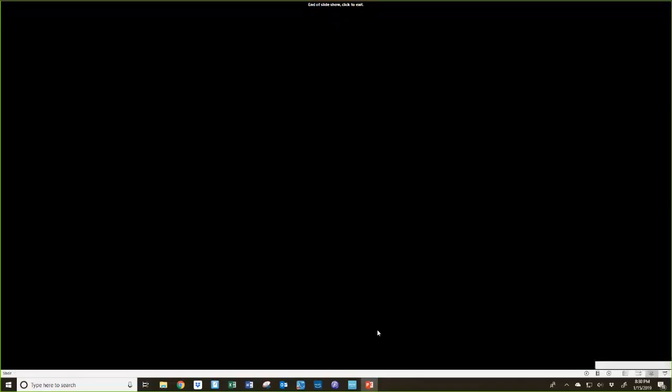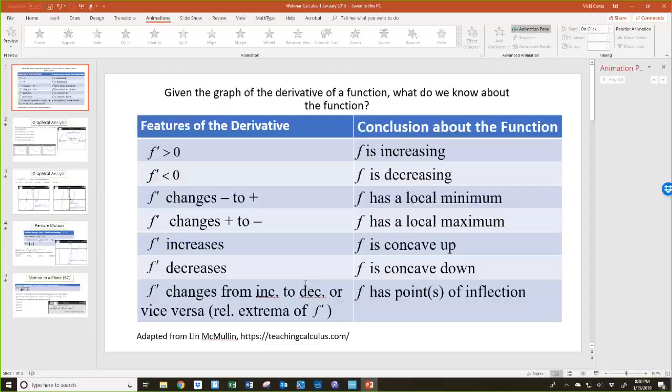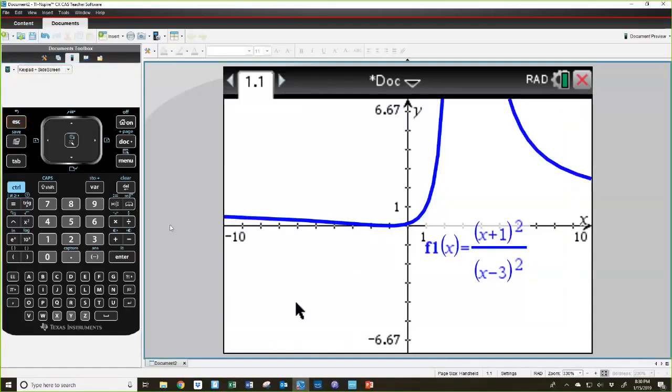So that is pretty much the presentation of the material. So what I'm going to do now is go to my TI-Nspire, and one of the functions that Fan first talked about was this rational expression where we had x plus 1 squared over x minus 3 squared, and we were looking at asymptotes with this one. So one of the things that students need to be able to do with their calculator is graph in an appropriate window.